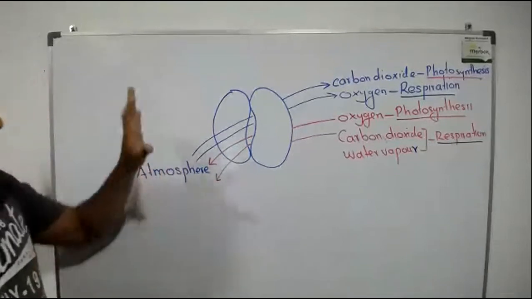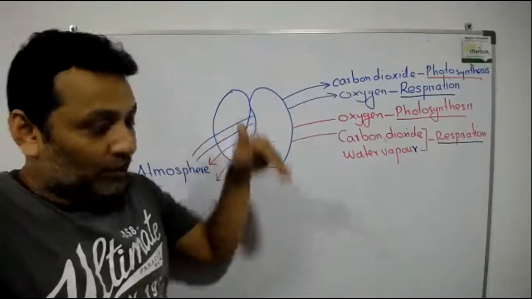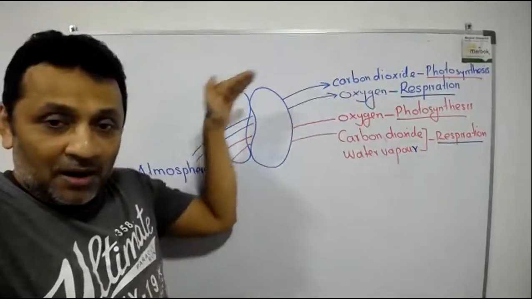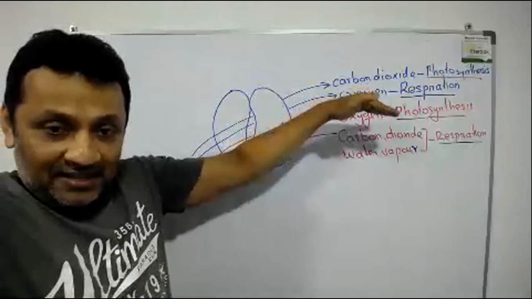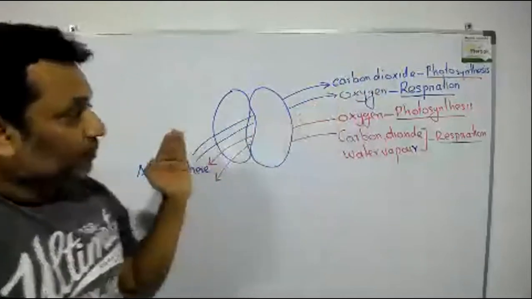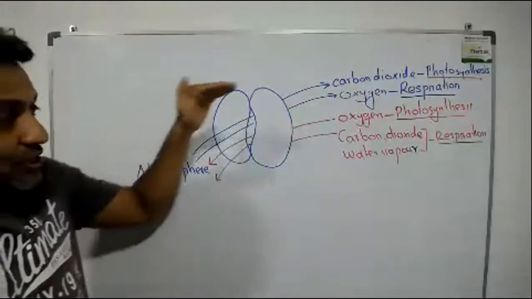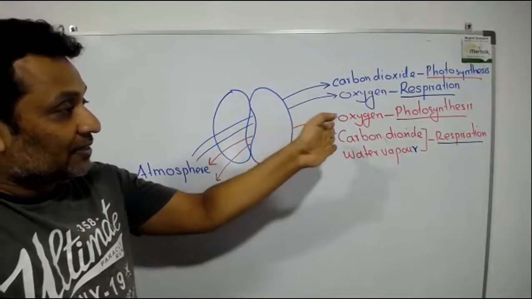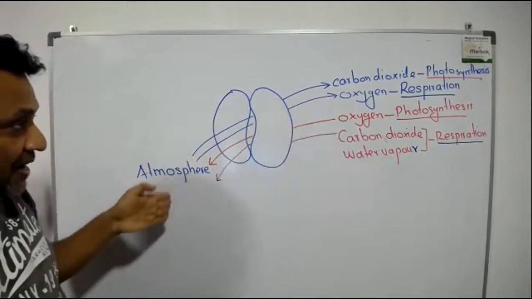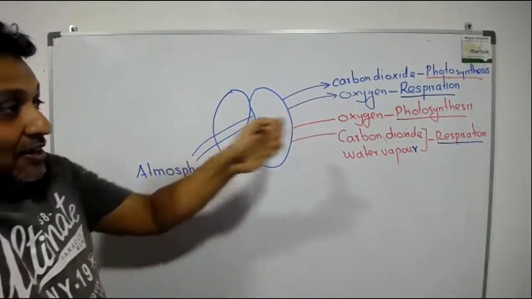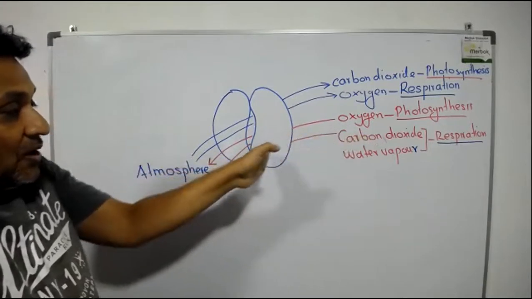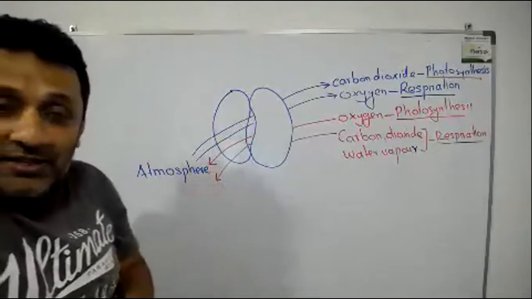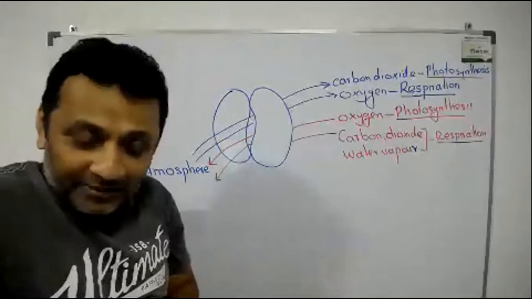Yes, sir. Right. So these are all four things mentioned to you. Photosynthesis, carbon dioxide diffusing inside. Respiration, oxygen is diffusing inside. Photosynthesis, oxygen is diffusing outside. Respiration, carbon dioxide and water vapor are diffusing outside. Are you clear?